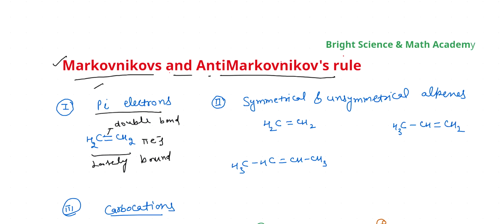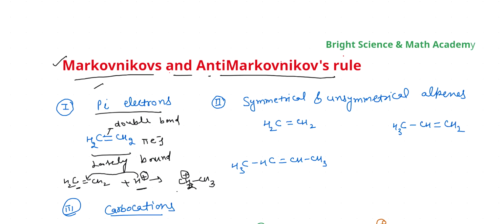So if we bring an electrophile close to this pi bond, it can be readily attacked by the electrophile to form a carbocation like this. This CH2 will get attached to H positive and the other carbon will acquire a positive charge. That is known as a carbocation.